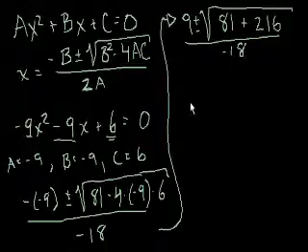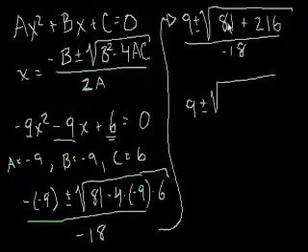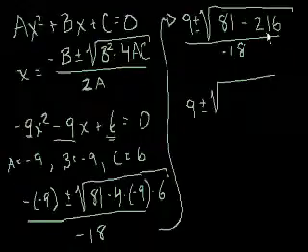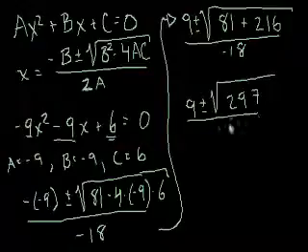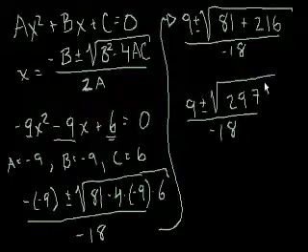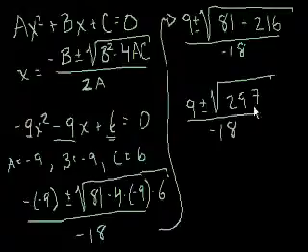So you simplify that more. That's 9 plus or minus the square root of 81 plus 216, that's 297, and all of that over minus 18. Now, this is actually the hardest part with the quadratic equation, oftentimes just simplifying this expression. We have to figure out if we can simplify this radical.